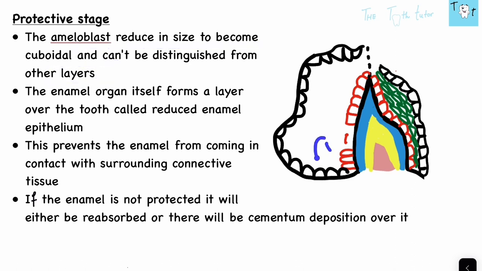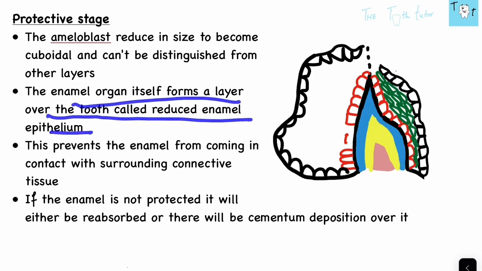Right. So ameloblasts reduce in size to become cuboidal and can't be distinguished from other layers. What will happen first is these are tall columnar cells, ameloblasts. Now they will reduce into cuboidal form. Now they are reduced to cuboidal and they can't be distinguished from any other layer of the enamel organ.